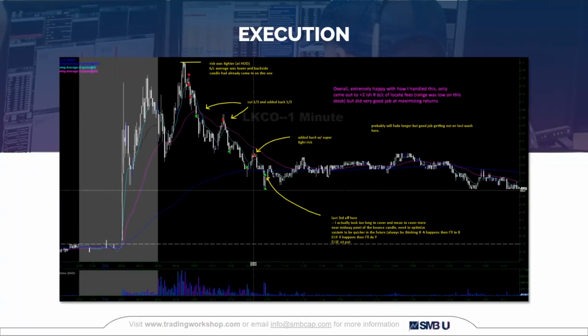This was sadly only a 2-hour play. Usually these are much higher just due to the recycling. But the locate fees were so high that it brought the R amount down. And I just went a little bit lower size because of how high the locate fees were, and the fundamentals weren't fully an A grade play. It was more like B+ or A-.